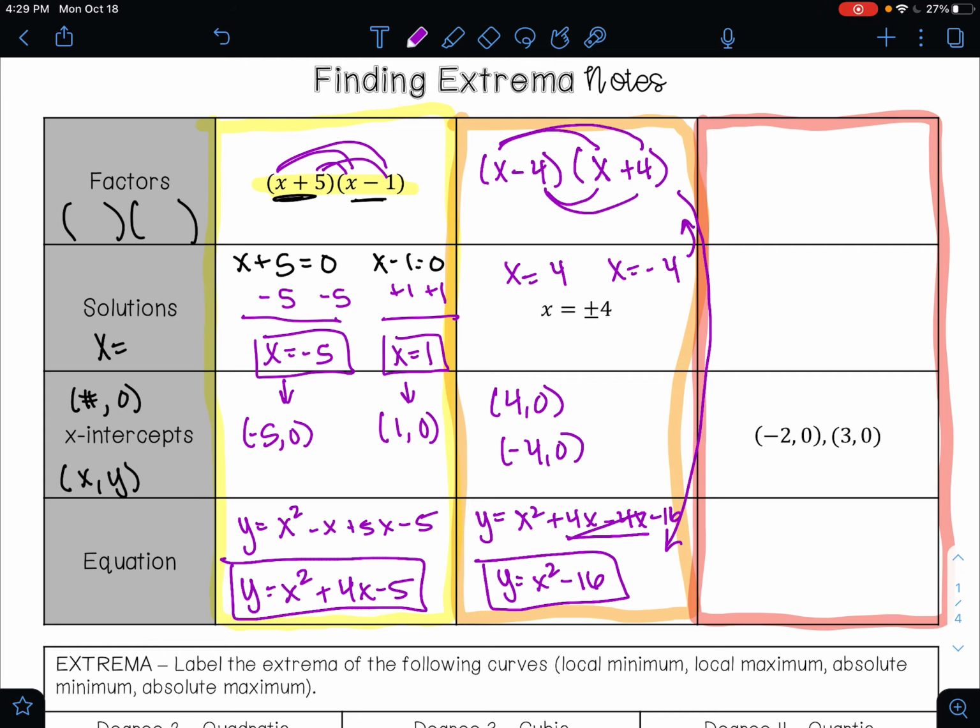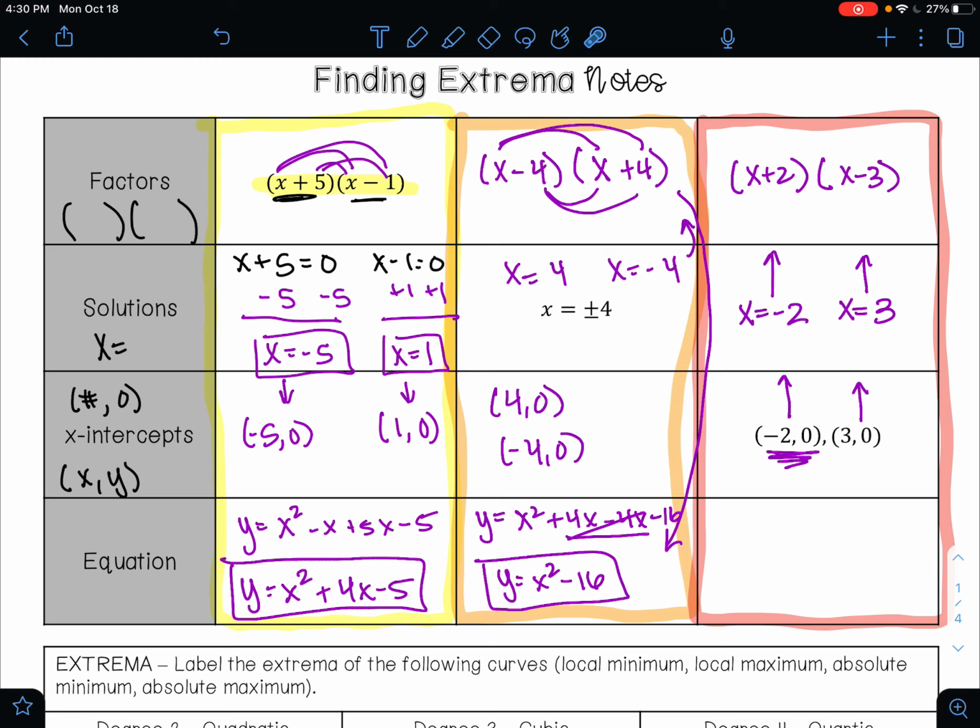And for this last column, if I have negative 2, 0 as an intercept, then that means that x equals negative 2 as a solution, which means that we have a factor of x plus 2. Because the only way to get a negative 2 here is if you subtract it from both sides. For this one, if I have an x-intercept of 3, 0, then that means that I had a solution of x equals 3, which means I had a factor of x minus 3. Because the only way to get a positive 3 here is if you add 3 to both sides of your equation.